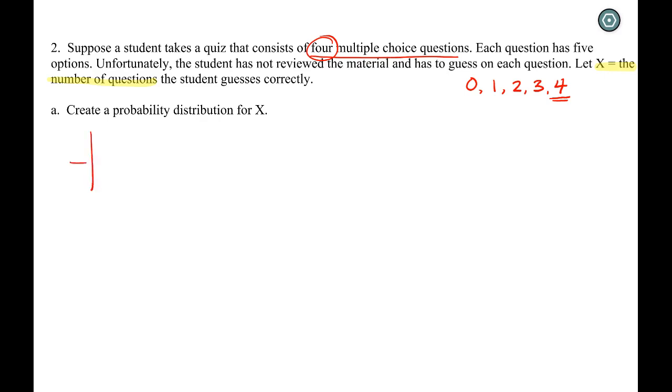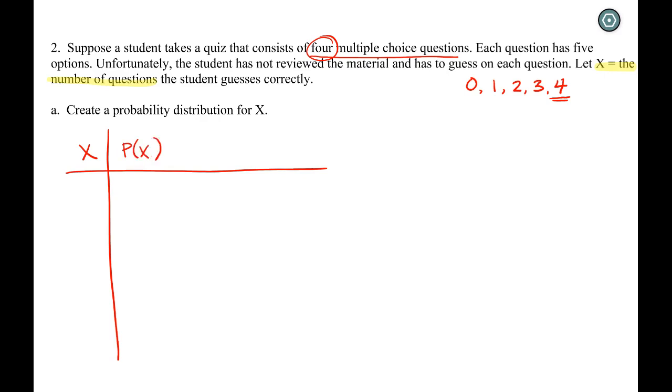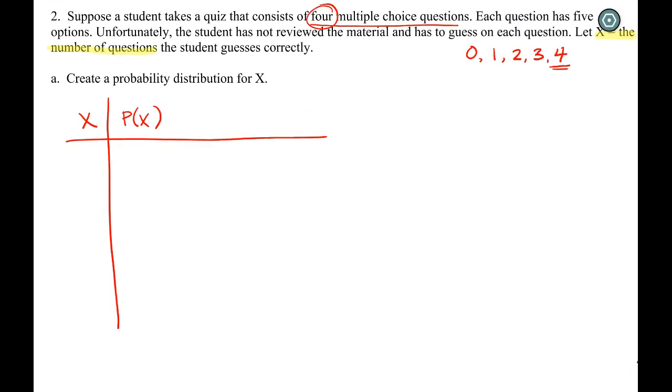Now normally, I like to put the X's horizontally. This time I'm gonna do the X's vertically, and I'll show you why. So I'll put X's, and then beside my X's, I'm gonna have my probabilities. So we have 0, 1, 2, 3, and 4 as our possible answers, our number of questions they get right.